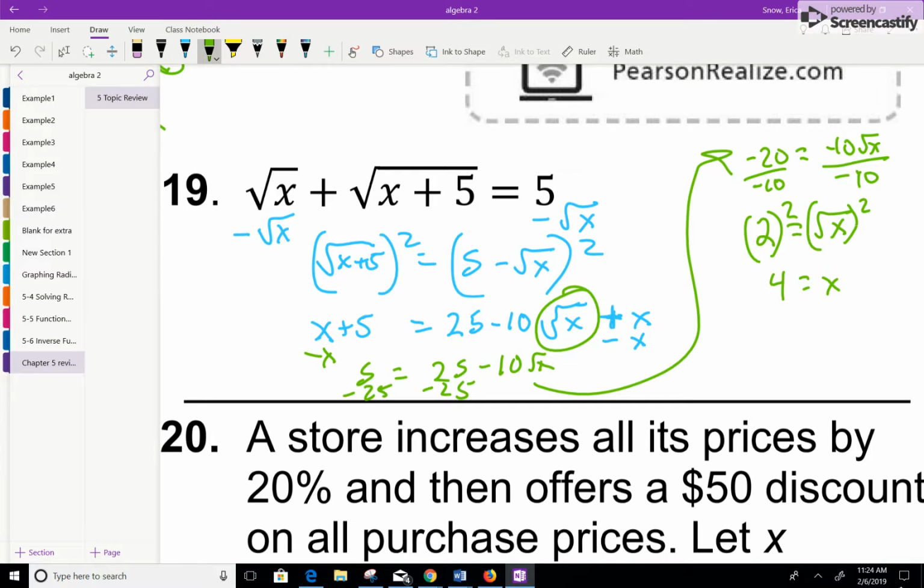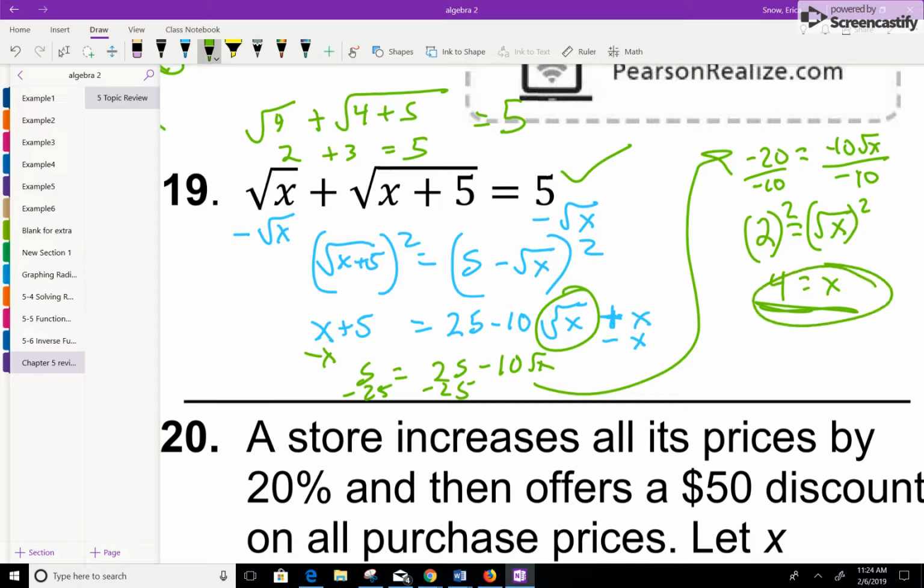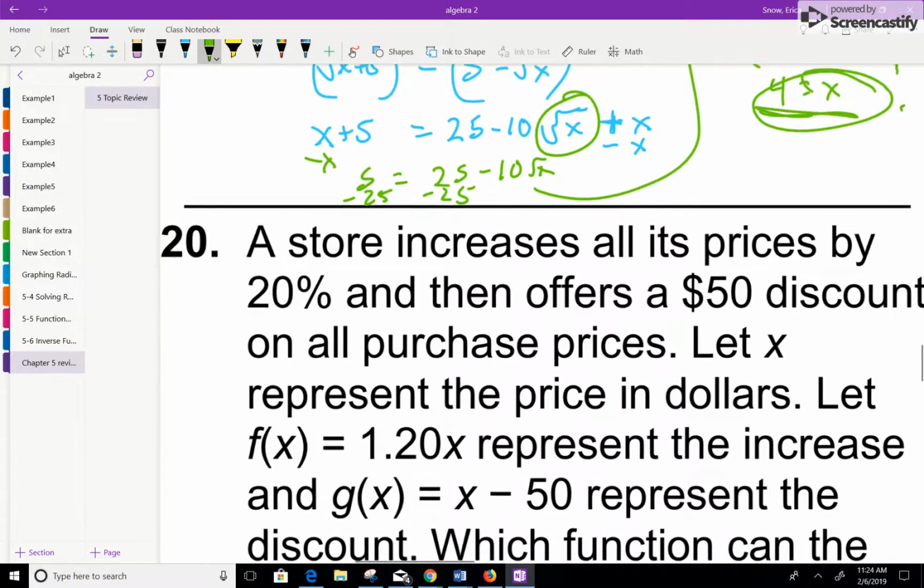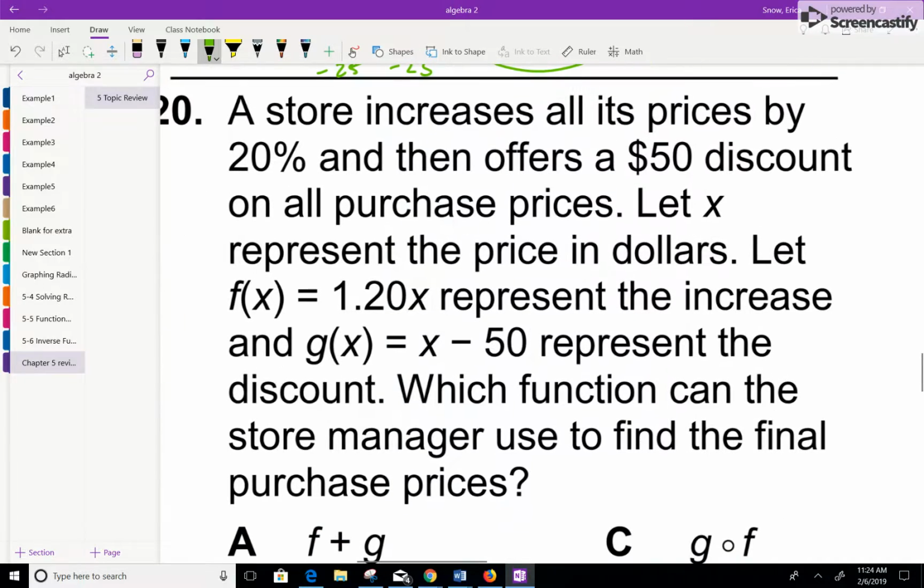But I'm not done. I need to plug that back in. So I get the square root of 4 plus the square root of 4 plus 5. And we're going to hope that that equals 5. So this is 2 plus 3, which equals 5. So that works. And that is our answer. You do have to check these every time. All right.